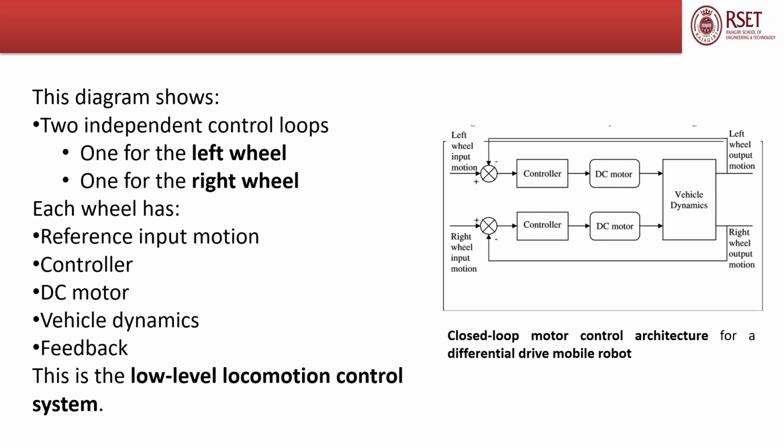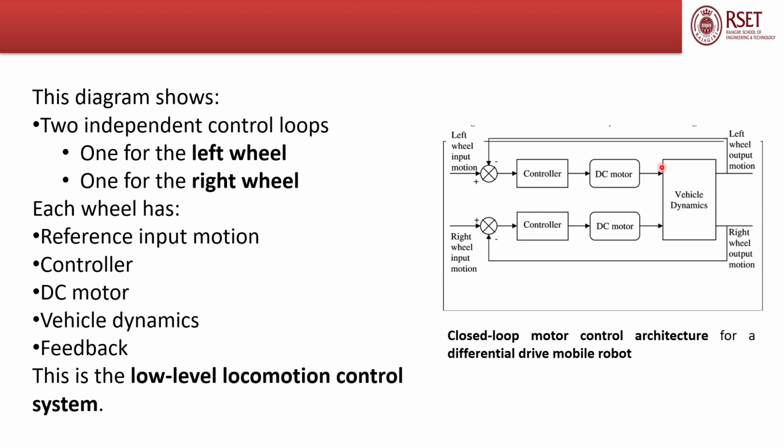In this figure, it shows a differential drive robot. A differential drive robot has two independent driven wheels, one on the left and one on the right. Each wheel is controlled separately. This is important because even a small difference in wheel speeds can cause the robot to deviate from its intended path. The architecture shown represents two independent feedback loops.